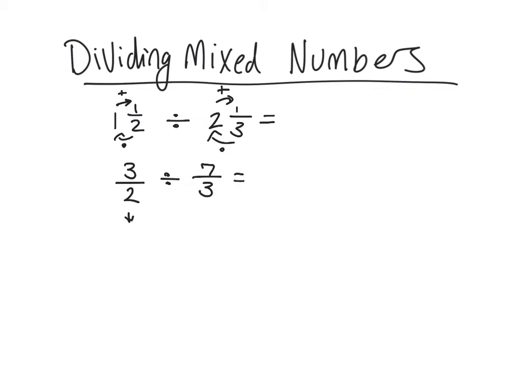So we keep the 3 over 2 the same. We change from division to multiplication, and we flip the divisor. We take the reciprocal of the divisor. So 7/3 goes to 3 over 7. 3 times 3 is 9. 2 times 7 is 14.